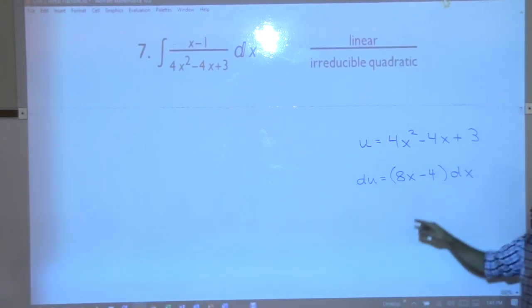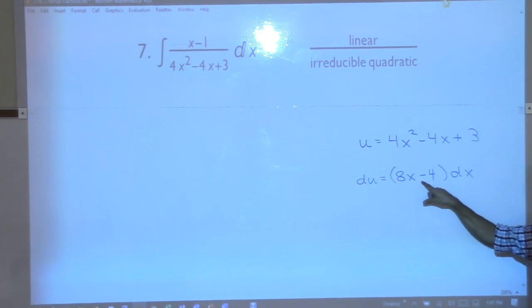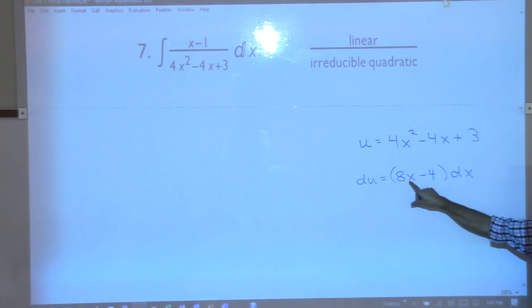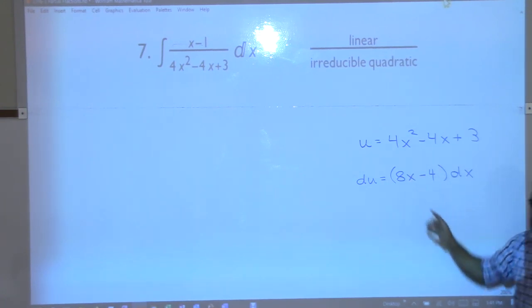But what I'm going to do is make the numerator turn into this, all right? So I'm going to get fancy here. I really want 8x minus 4 up top, right? So what I'm going to do first is make whatever x I have up there turn into an 8x first. So watch the way I do this.